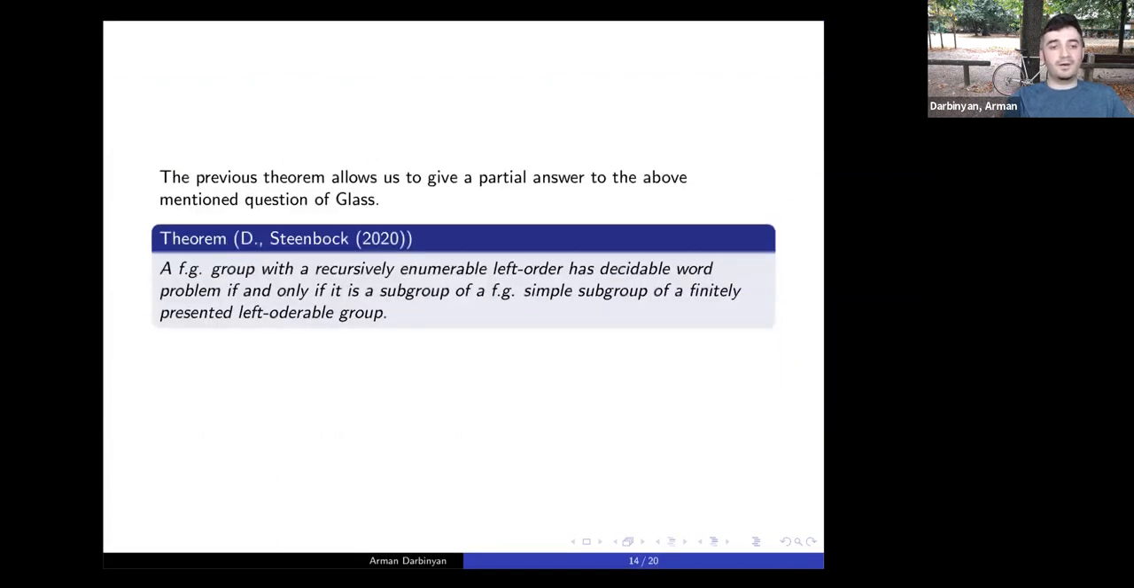And one corollary that we have from the previous theorem is in fact the partial answer for the aforementioned question of Glass. The theorem says that a finitely generated group that has a recursively enumerable left order has decidable word problem if and only if it is a subgroup of a finitely generated simple subgroup of a finitely presented left-orderable group. Basically, it says that for the class of groups that have a recursively enumerable left order, one can make this strengthening of the Boone-Higman type theorem for left-orderable groups.